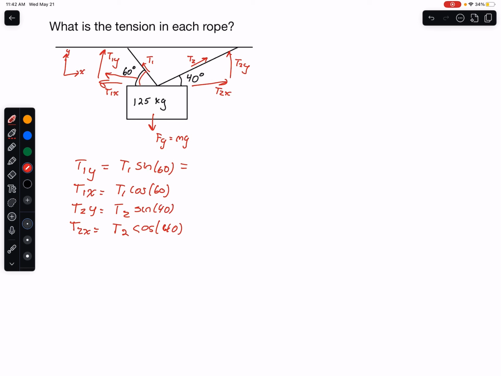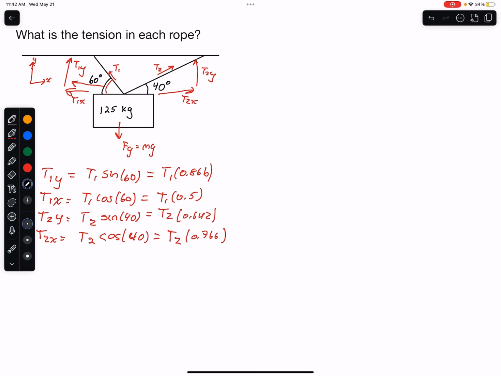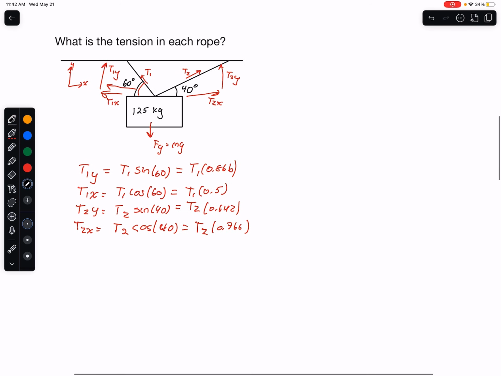The next thing I like to do is just turn these into decimals. It saves us a little bit of work down the road. And then we get t1 times 0.866, t1 times 0.5, t2 times 0.642, and t2 times 0.766.